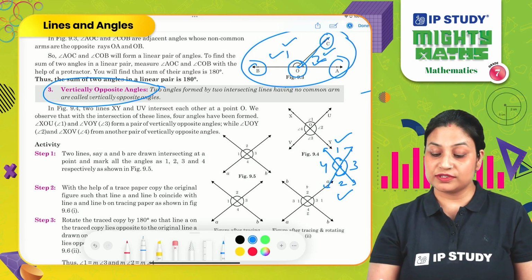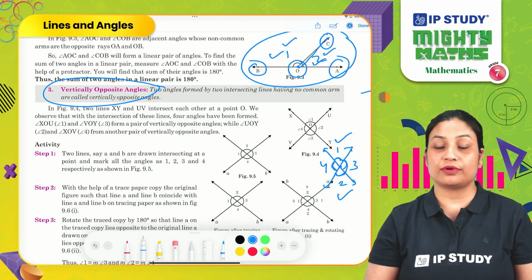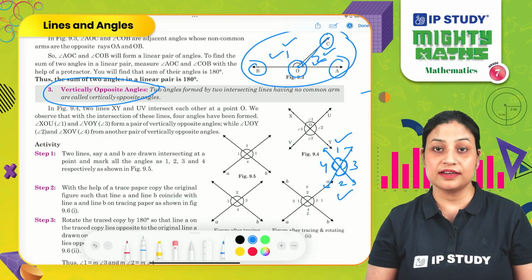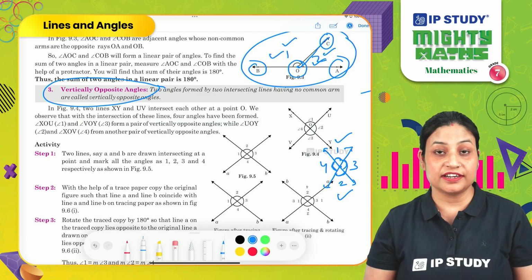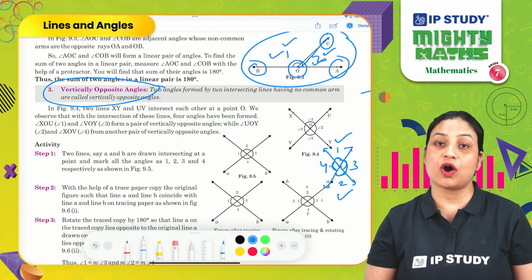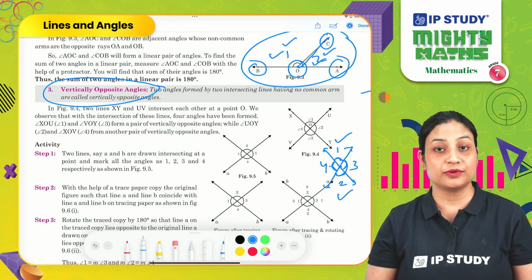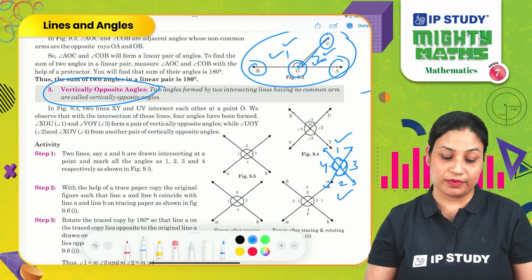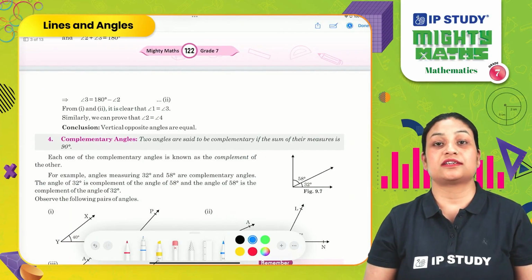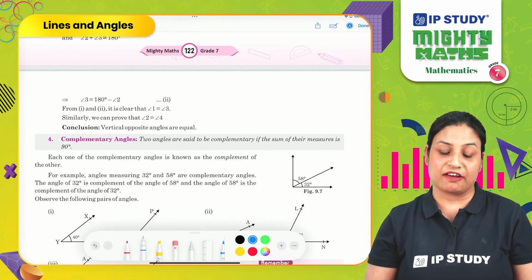Again, if you see angle 3 and angle 4, these two angles do not have a common arm, right? So again, they are not adjacent angles. Since they are opposite to each other, we call them vertically opposite angles. Am I clear to you, students? So let's move forward. Now let's see what is the next pair of related angles we have.